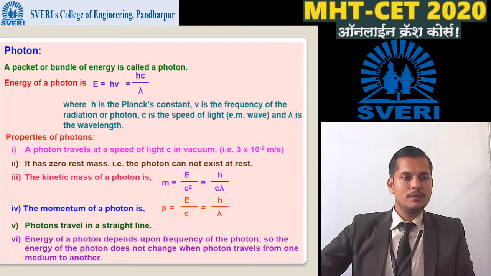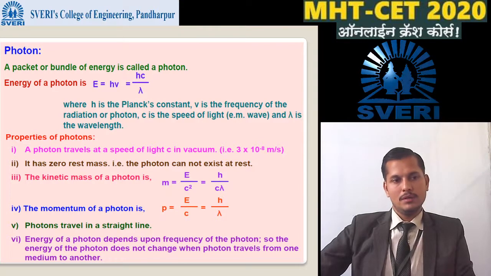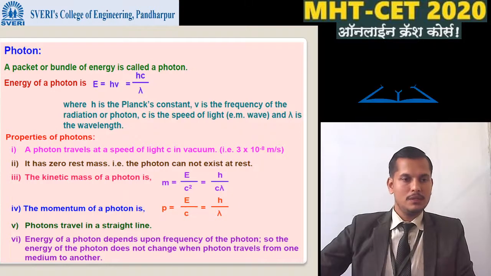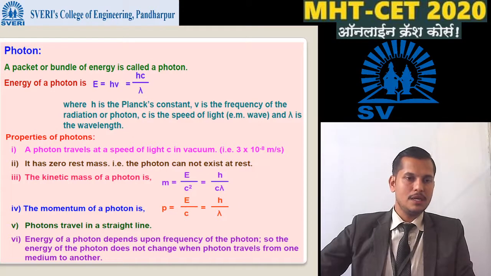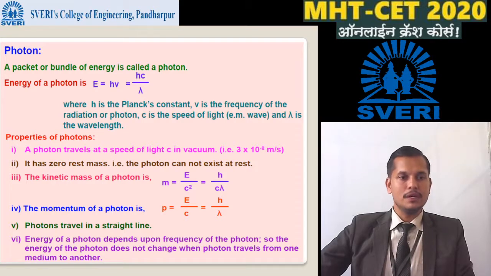देन फोटॉन्स ट्रॅव्हल इन अ स्ट्रेट लाईन. स्ट्रेट लाईन मध्ये ते ट्रॅव्हल करतात. एनर्जी ऑफ ए फोटॉन डिपेंड्स अपॉन फ्रिक्वेन्सी ऑफ द फोटॉन. फ्रिक्वेन्सी वर त्याची एनर्जी डिपेंडेंट आहे. त्यामुळे ती वन मीडियम टू अनदर जर ट्रॅव्हल झाली तर ती एनर्जी तशी आहे, त्याची फ्रिक्वेन्सी जी आहे ती कशावर डिपेंडेंट आहे तर त्या एनर्जीला आपण कन्सिडर करतो त्या फ्रिक्वेन्सीशी रिलेटेड.